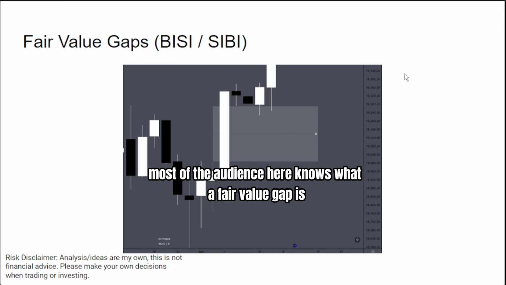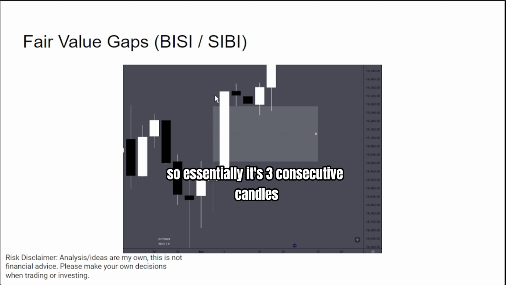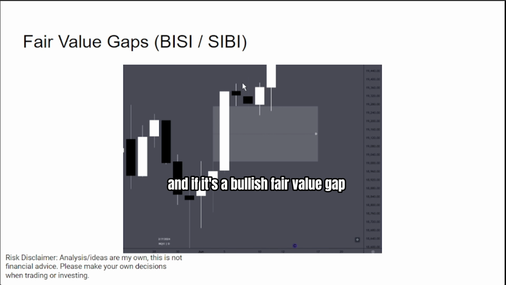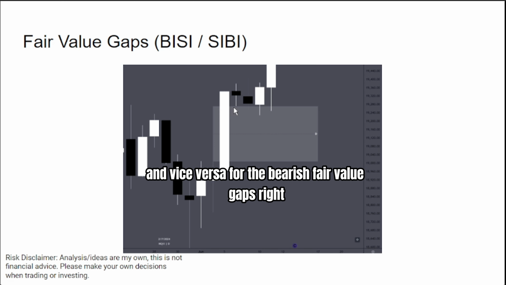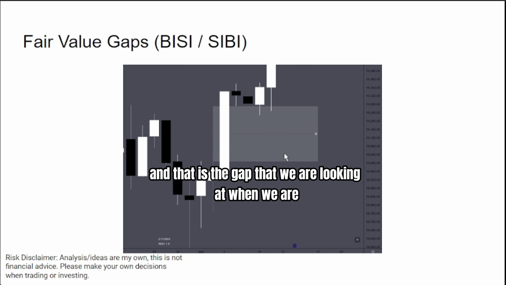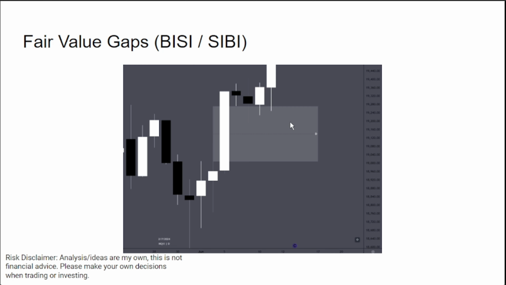I know most of the audience here knows what a fair value gap is. Some people call it a busy or a SIBI or whatever. But basically I just want to briefly go over it since I'm going to be using it in the next step of this guide. So essentially it's 3 consecutive candles, and if it's a bullish fair value gap, it's from the high of the first candle to the low of the third candle, and vice versa for the bearish fair value gaps, right? And that is the gap that we are looking at when we want to trade off of a fair value gap.